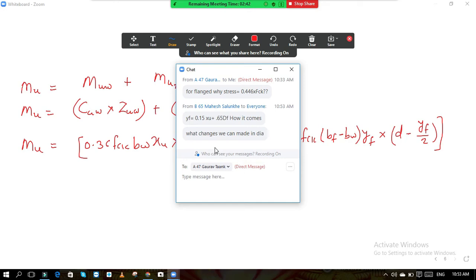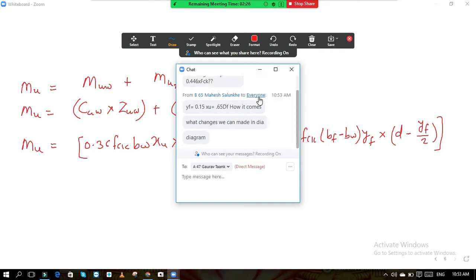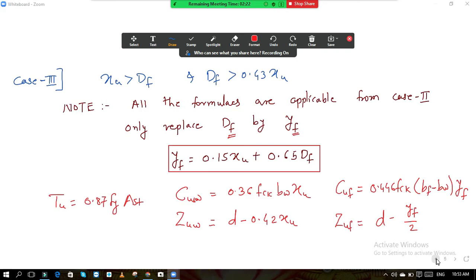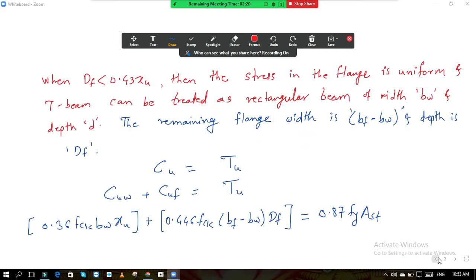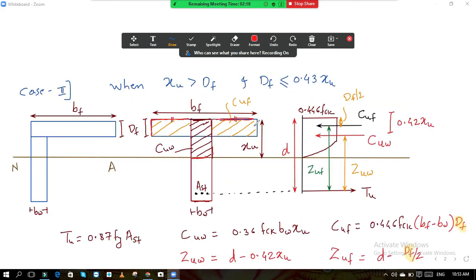Roll number 65 asked about changes we can make in the diagram. There is no change. The only change is that your Df is greater than 0.43 xu. This is the only condition.